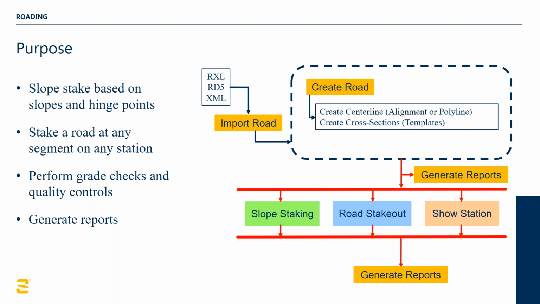So at the 20,000 foot level, this is just kind of a schematic of what we're doing. If we go back one slide, manage roads is this right here, the create. That's this box right here, where we either import it or we create it, we make our definitions. And at that point, we might generate reports from that. But typically, we're going to then go out and stake it. And you can see we've got slope staking, road staking, show station, and that's what we've got here. And at the end, I'm probably going to generate reports based on cut and fill volumes or results from my stakeout.